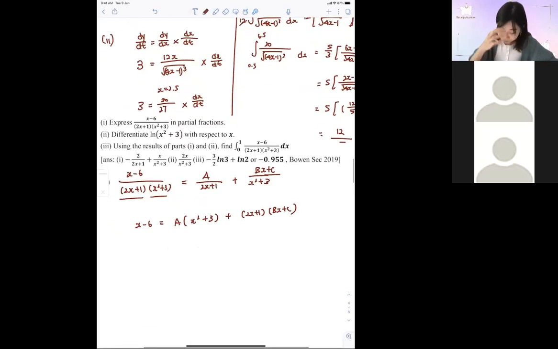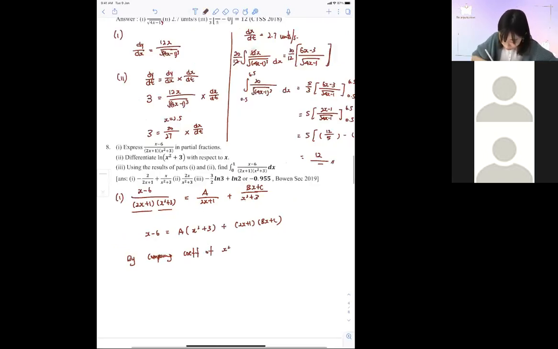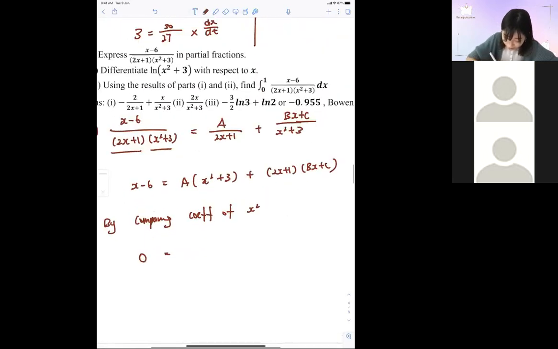The trick here is that every time you see bx plus c, we always use coefficients instead. If I want to compare the coefficient of x squared, on the left side there is no x squared, so the coefficient is 0. But on the right side, it is a plus 2b. So we can say that a is equal to minus 2b. This is equation 1.